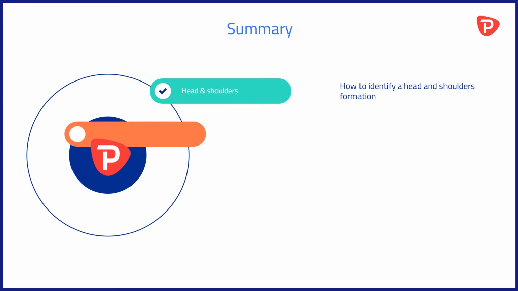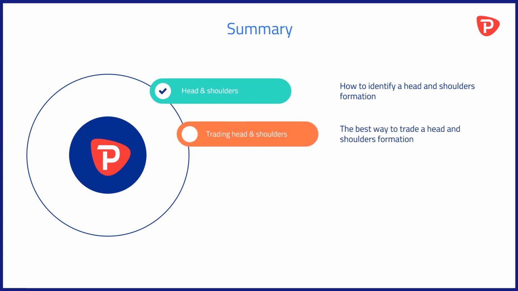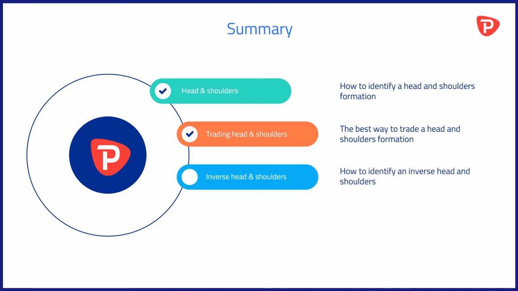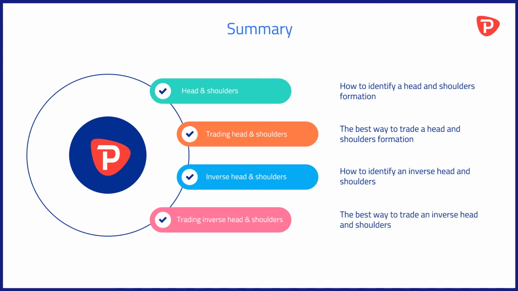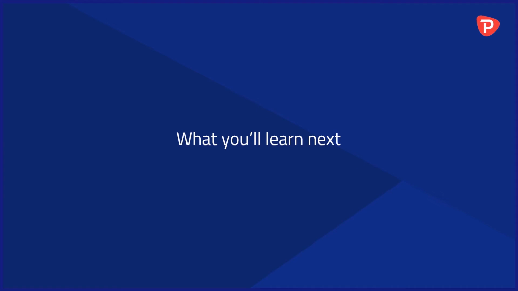In this lesson, we have learned how to identify head and shoulders formations. We have learnt the best ways to trade head and shoulders formations once they have been identified. We have learned how to identify an inverse head and shoulders pattern. And finally, we learnt the best way to trade an inverse head and shoulders pattern once it has been identified. This concludes section 2 of chart pattern analysis. In the next section, we will learn about the triangle family of patterns and explain the differences between symmetrical, ascending and descending triangles, and which trading environments they work best in.